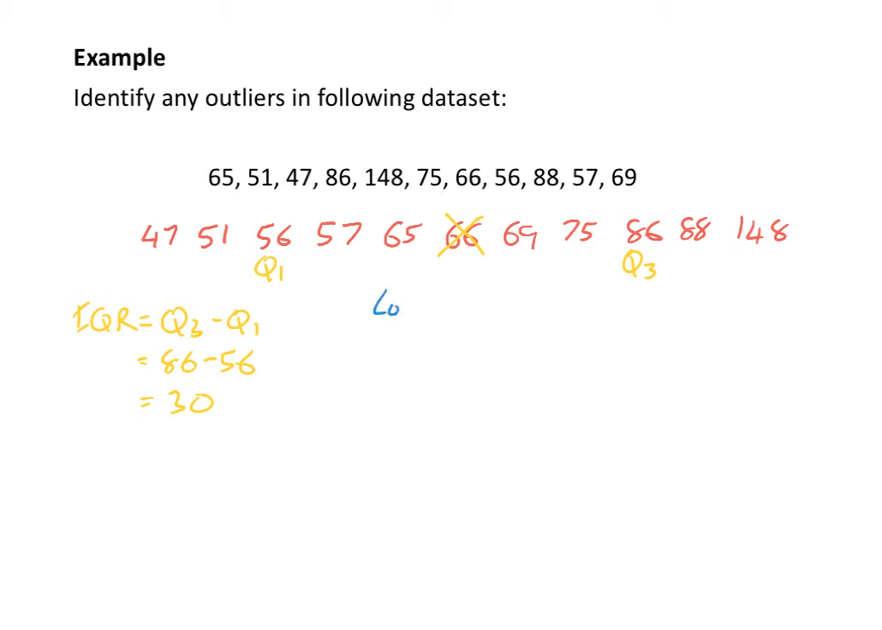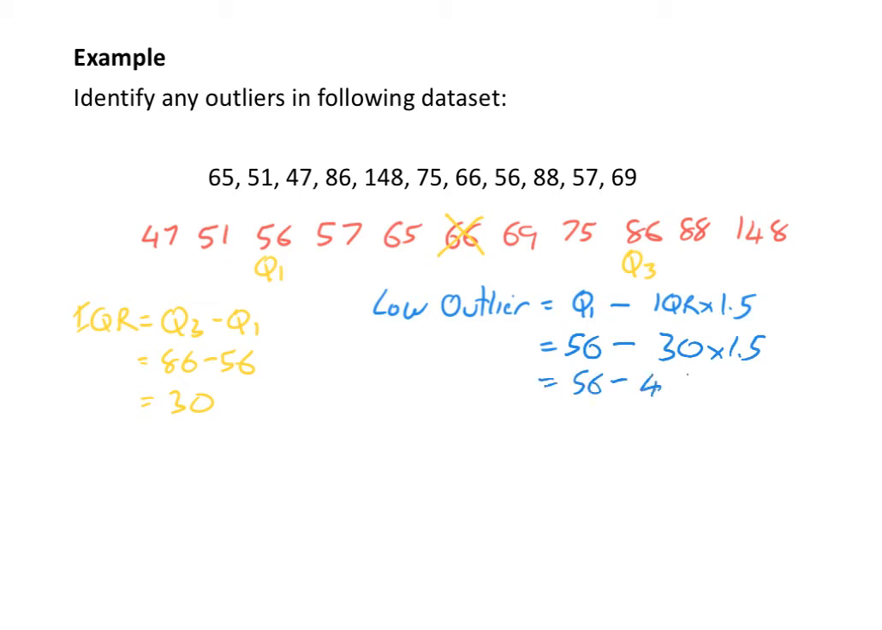So my low outlier, if I have any, I can use the formula quartile 1 minus the interquartile range times by 1.5. So that is going to equal 56 minus 30 times 1.5, or equal to 56 minus 45, which is equal to 11. So if I have any numbers below 11, they will be considered an outlier.